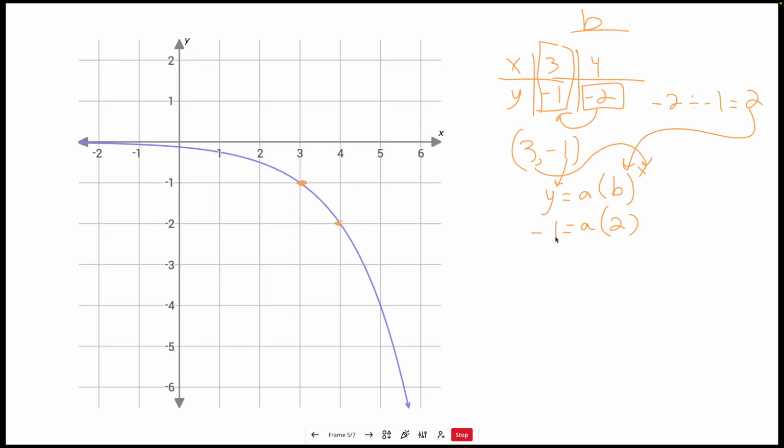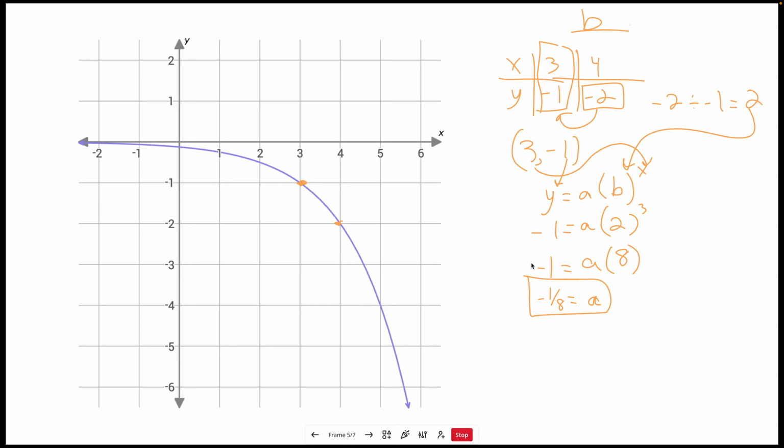So now we have -1 and 3. And now we can solve this equation. This is -1 equals a times 2 to the third power, which is 2 times 2 times 2, which is 8. And then we just divide by 8 on both sides. Again, we should know how to solve these equations, and we get -1/8. So now we can write our final answer because we know that a is -1/8.